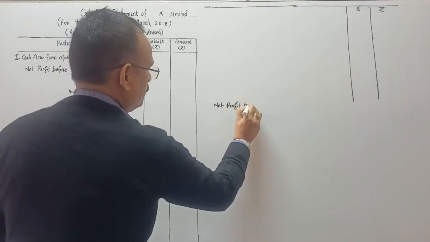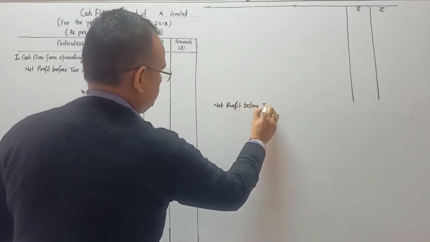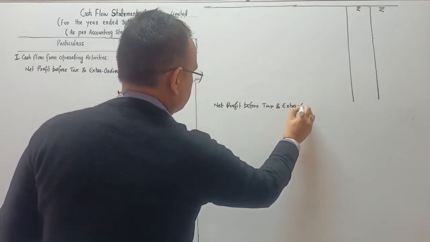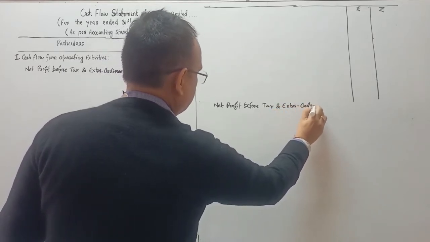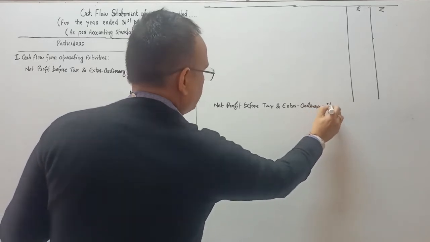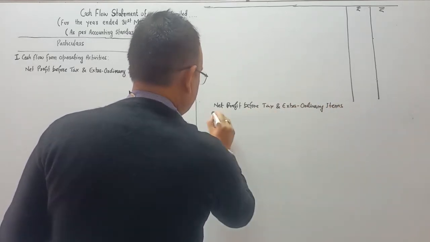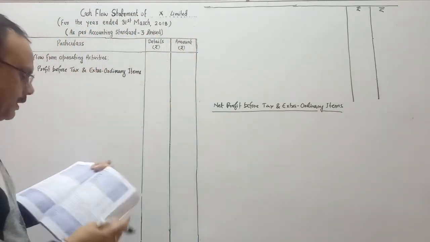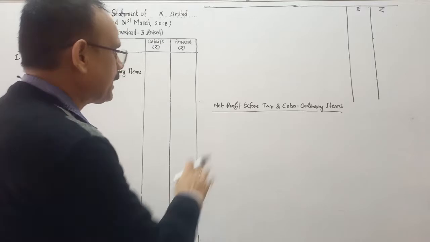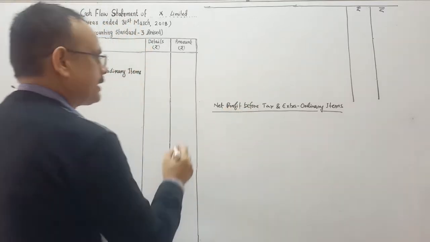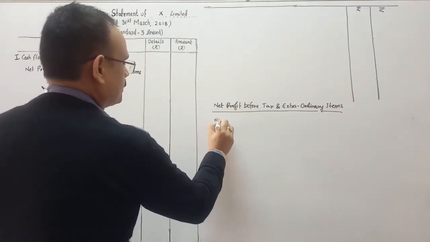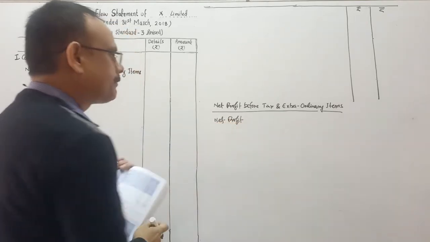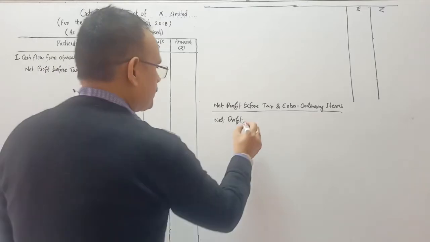Net profit before tax and extraordinary item I am going to calculate in the working note. This is the first working note, working note number 1. So we'll calculate the net profit before tax and extraordinary items. So net profit after tax, and after tax is given.